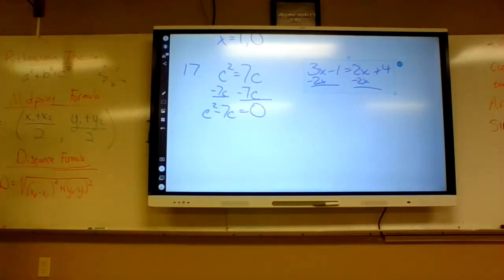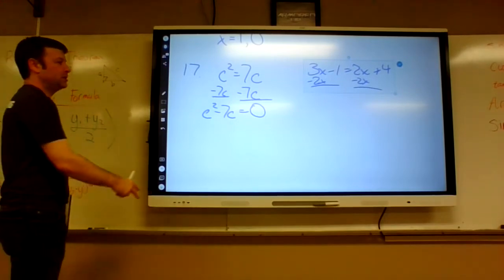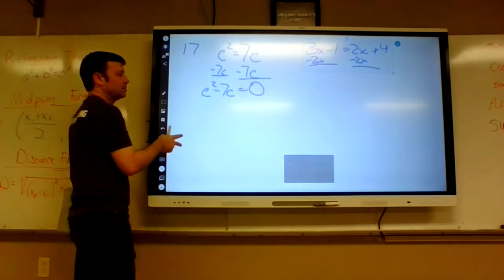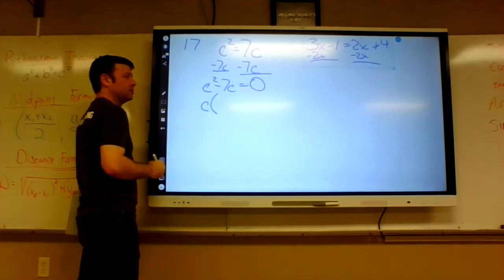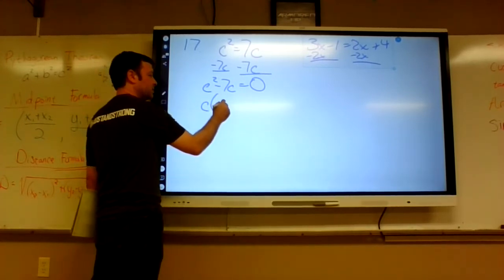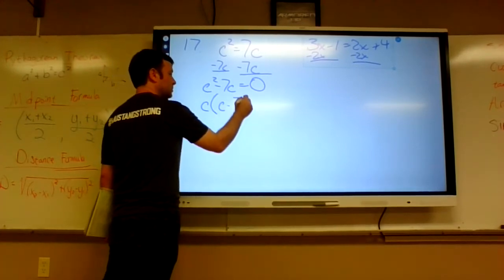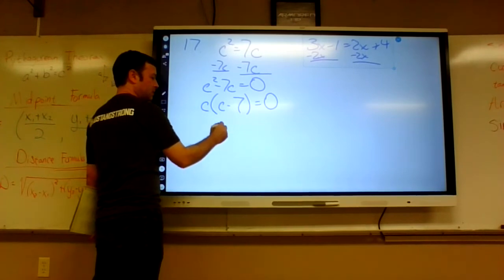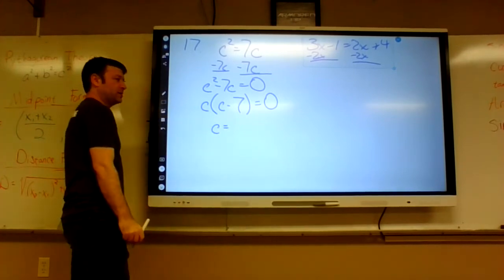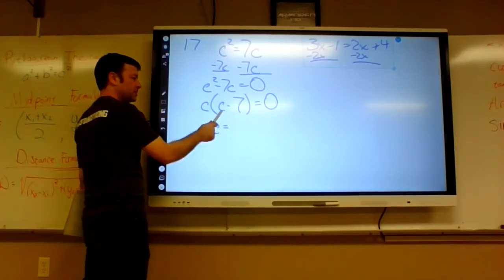And now it looks kind of like 15. So what do I need to do? How do I factor that? Take a c out. What's left? What c values make these factors 0? 7, 0.